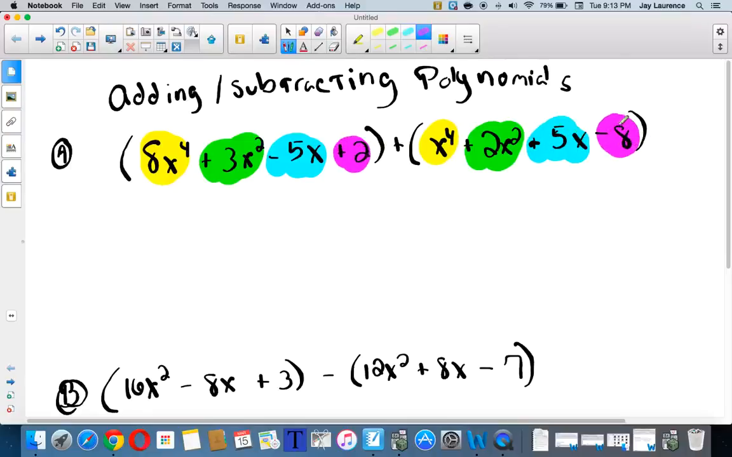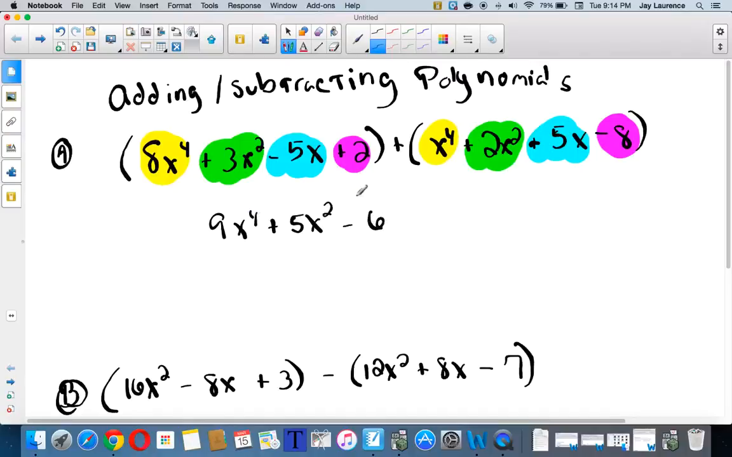They're my like terms. Now, because it's addition, I can just go ahead and combine my like terms. So how many x to the fourth do I have? Looks like I have 9 altogether, don't I? 9x to the fourth. The green ones, it looks like I have 5x squared. The blue ones cancel out, a negative 5x and a positive 5x. And the purple ones give me a negative 6. And here I have a quartic trinomial.